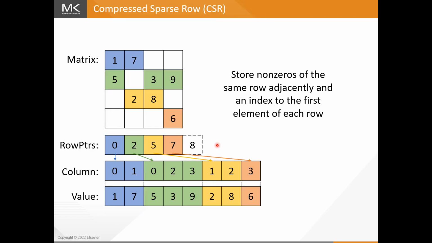Somebody asks, if a row is empty and doesn't have any elements, what do I put? So let's say this third row was empty. Then over here I will have 5, and then over here I will also have 5. And that way I know we start at 5, we end at 5. So when I iterate from 5 to 5, I won't do anything.